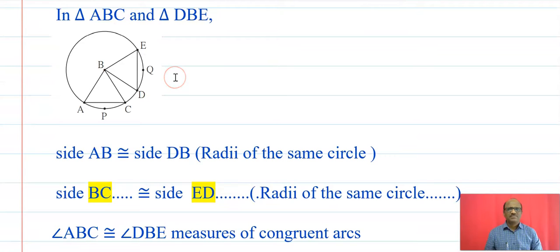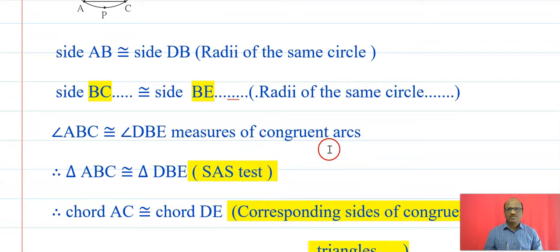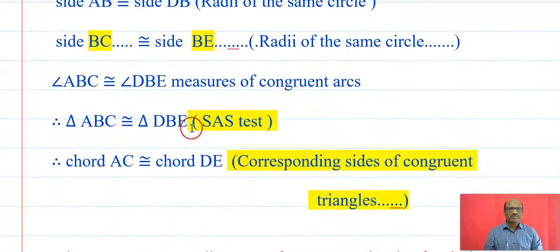Now you can see this here. In triangle ABC and triangle DBE, side AB is congruent to side DB, the radii of the same circle. Next, side BC is congruent to side BE, the radii of the same circle. Angle ABC is congruent to angle DBE, the measures of the congruent arcs. And that's why triangle ABC is congruent to triangle DBE by the SAS test. Therefore, chord AC is congruent to chord DE, the corresponding sides of congruent triangles.